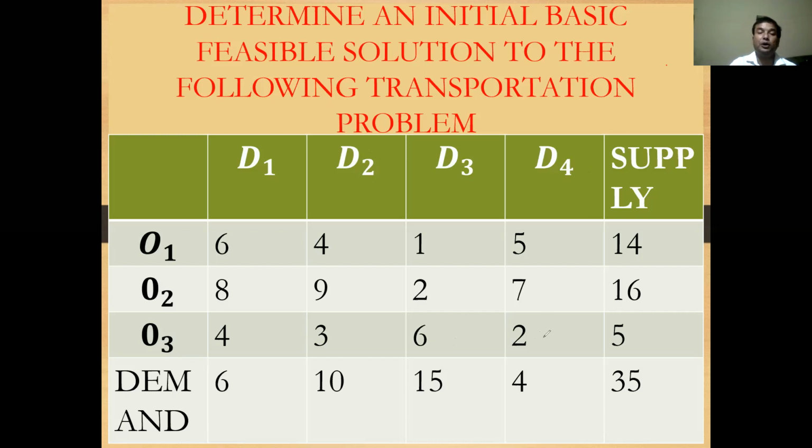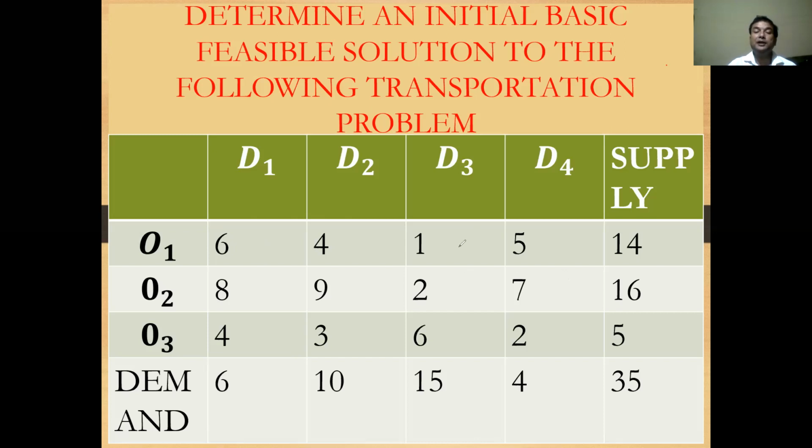To solve it with the help of the least cost entry method, which is also called the matrix minimum method, it is very simple to understand. Here we think of only the minimum costs. The values given here are the costs of transporting from origin 1 to destination 1, origin 1 to destination 2, origin 1 to destination 3, etc.